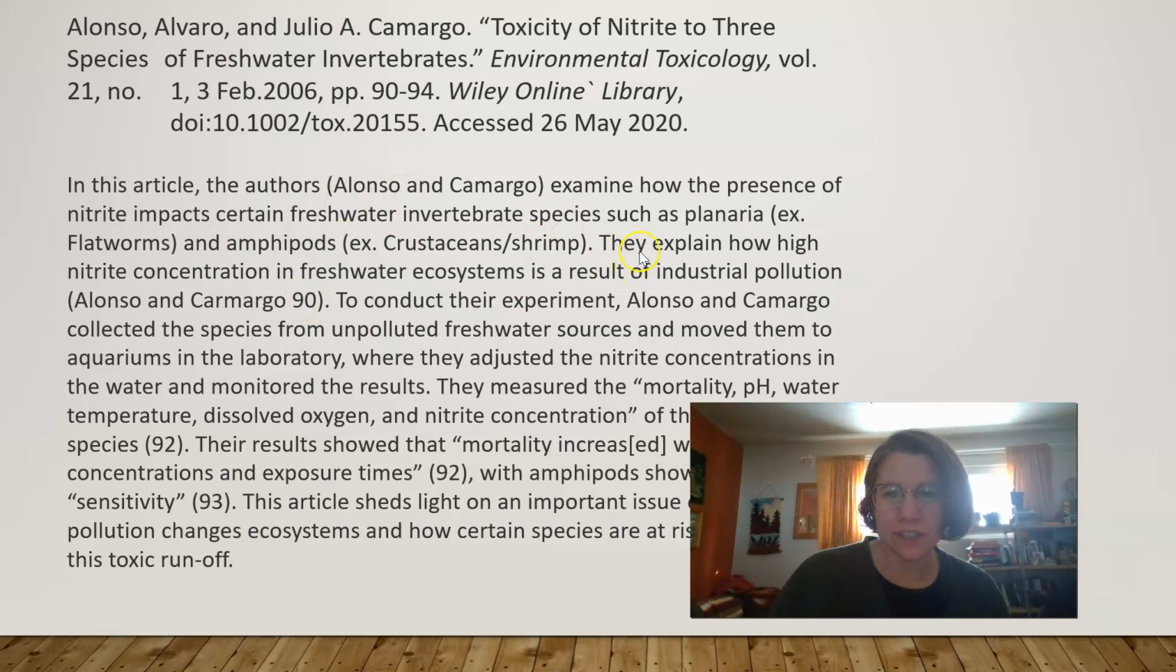It's also a good idea to just say who or where you got the information from. So you could say Alonso and Camargo explain, or you could say they explain how, and then cite the article. But referring back to the authors is a good idea within the sentence itself. That's often called a signal phrase. And I'll talk more about those in the quoting and paraphrasing video.